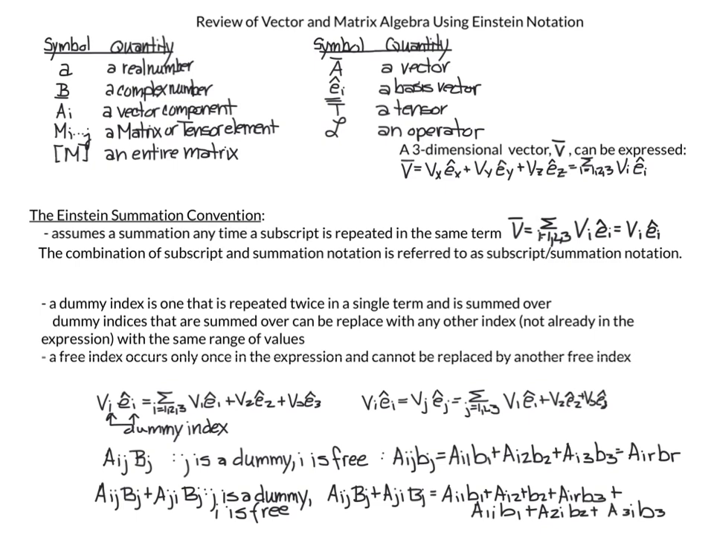Here is our last example for now. So we have a sub i j, b sub j, plus a sub j i, b sub j. So j appears twice in this first term and twice in the second term. Remember, terms are things that you add together, so there are two terms in this expression. So j is a dummy variable, and i appears once in the first term and once in the second term, so i is a free variable.